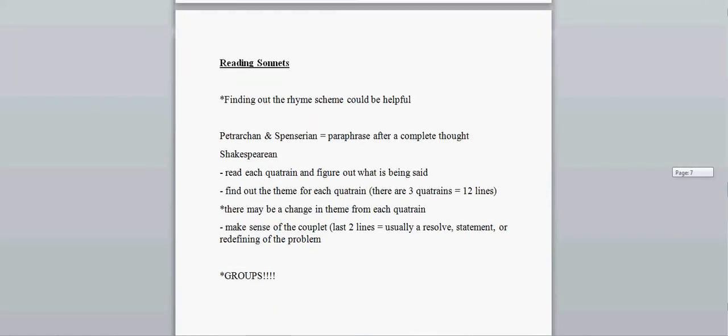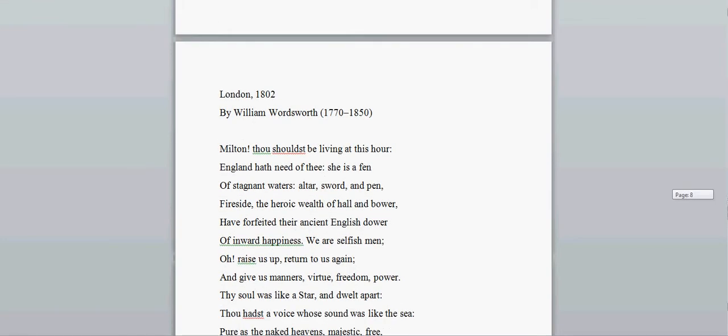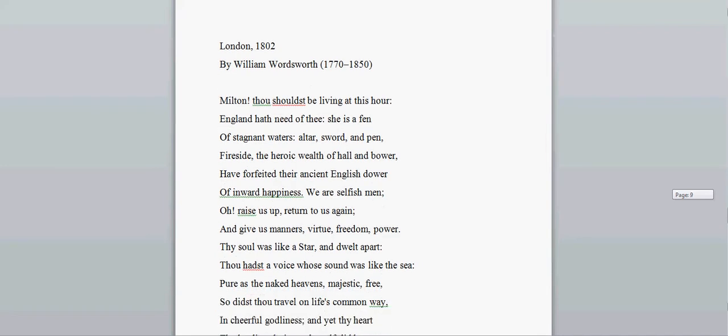After that, we continued reading the sonnet. I talked about how to break it down, how to go into it, what if it was based on the rhyme scheme, and how to convey what is being said in that sonnet. Once again, they broke into groups, and we did a group assignment.